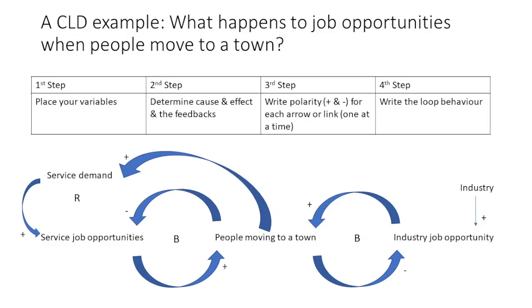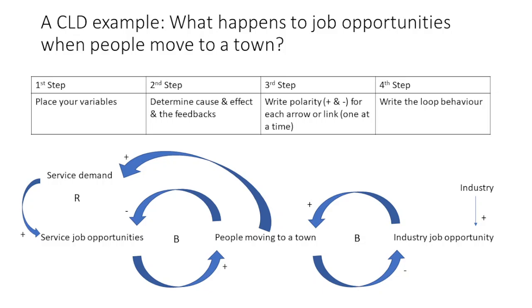So because of that, we now have 3 loops here that you can see on the slide that affect people moving to town. The variable industry here, keep that in mind, is not affected by any other variable in the loop. As a result, we consider it an external variable or an external factor in the system behavior.